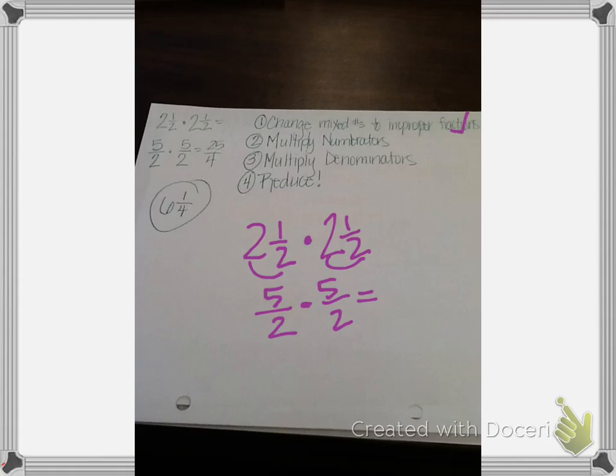Then I multiply my numerators, and I get 25. Then I multiply my denominators, I get 4. Sorry, I wasn't paying attention, I was looking at 2 times 5. Don't do that, do better than me. So 25 divided by 4 gives me 6, which would be 24, so I have 1/4 left over.